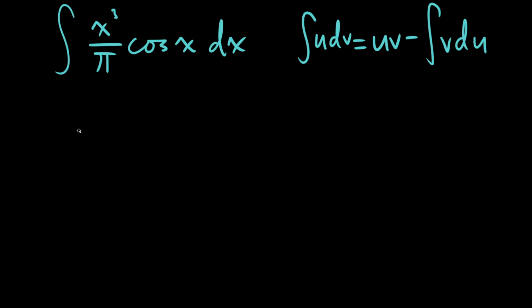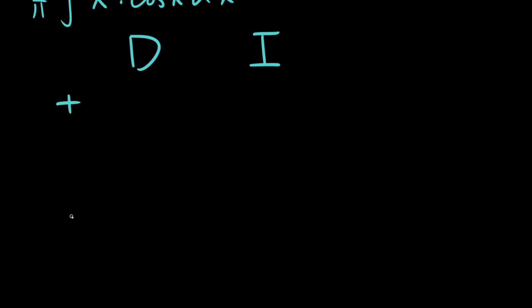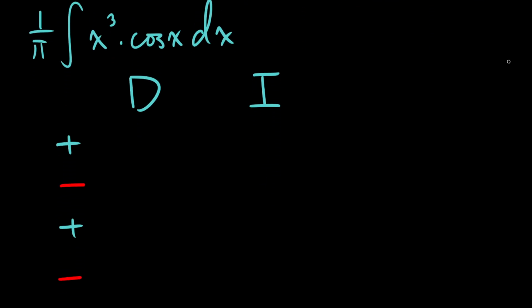So essentially, we can do this using something called the DI method or the tabular method, which I prefer heavily over this. You won't be able to use it for everything, but for something simple like this, you definitely will be able to. So first, let's pull out that constant. So this is the same as 1 over pi times x cubed times cosine x dx, of course. And then I'm going to write the letters D and I, and I'm going to alternate signs at the side here, starting with plus, minus. So I'll get plus, minus, plus, minus, plus. And you can go on, but for now, I'll have this many.